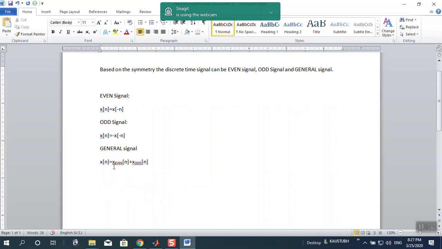So now to find out this even and odd component of the signal, what we do is just replace n by minus n. So therefore x of minus n is equal to this only. Now this x of minus n will be, since this even part, as I have mentioned, this even part means x of minus n is equal to x of n.